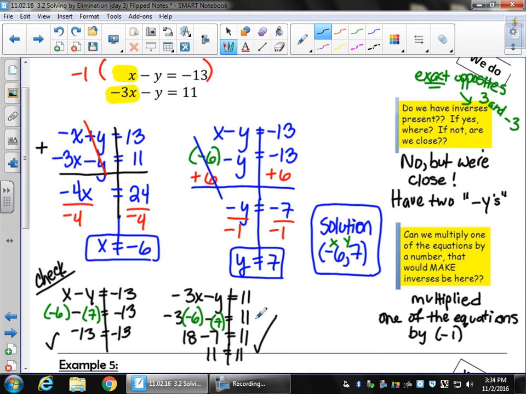So this is just a reminder that checking a point works the same way as it did with substitution. Take the point you think is your ordered pair, substitute it back into your original system. Both have to come out as true statements. If that happens, you are guaranteed 100% accuracy. You are 100% correct.